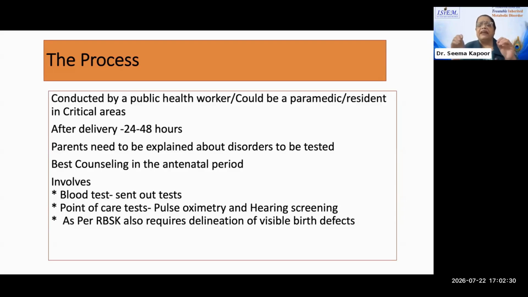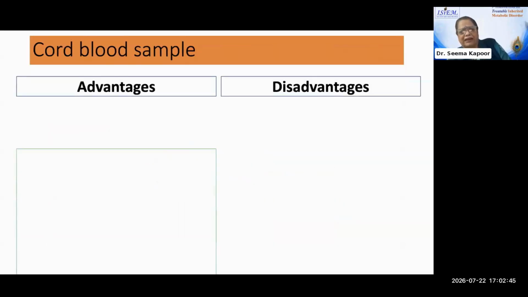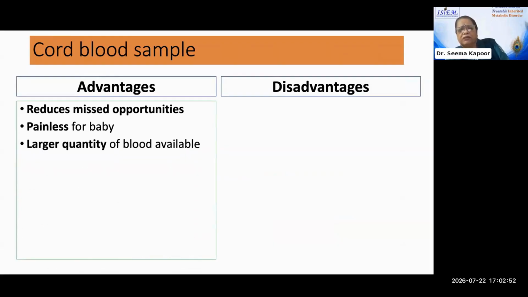It is a public health program, right? For saving babies without any visible defects. So please screen these babies right at birth. People ask, why not a cord sample? Now, of course, missed opportunities are less. It's painless for the baby.